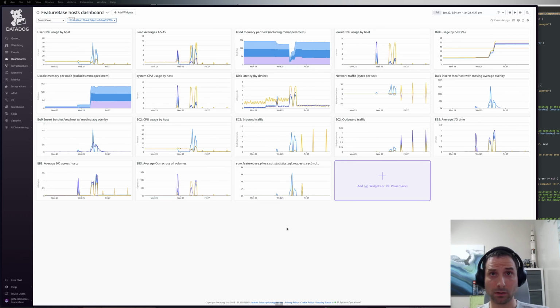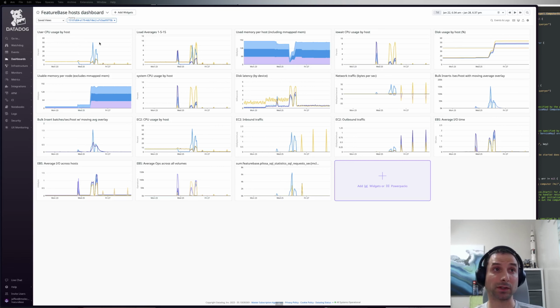This is in Datadog. You can look at similar things in other products, and probably we can make the JSON source configuration of this Datadog dashboard public if anybody wants to look at that for ideas. This is all pretty straightforward host metrics for the most part, but there are a few FeatureBase specific things that I want to call out. So first one up here is just user CPU usage by host.